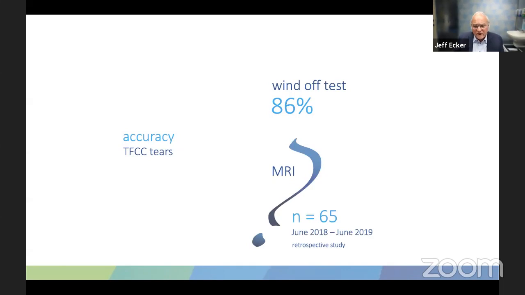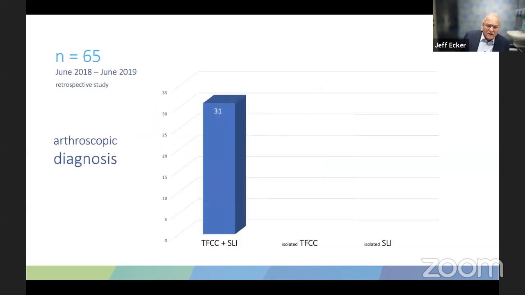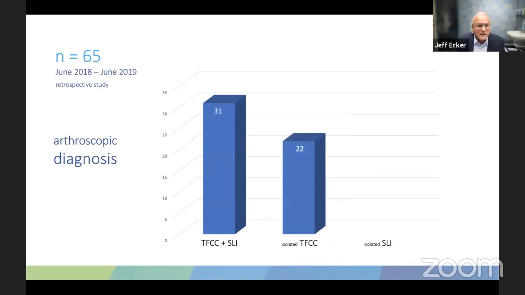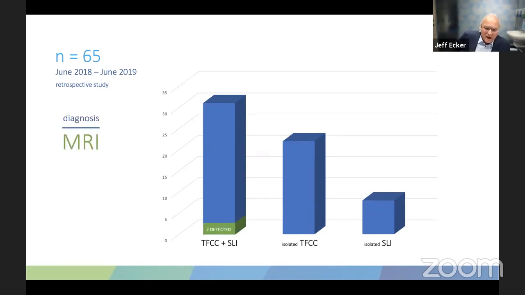Well, we looked at 65 cases, a retrospective study, and we diagnosed a TFCC and scapholunate instability tear in 31, an isolated triangular fibrocartilage tear in 22, and an isolated scapholunate instability in 8. So what do we do with the MRI? Well, we detected two combined TFCC and scapholunate tears, 10 isolated TFC tears. In 16, we only got part of the story. In 13, we missed it completely. In 12, we missed the isolated TFCC tear completely. And we didn't detect 8 scapholunate instabilities.